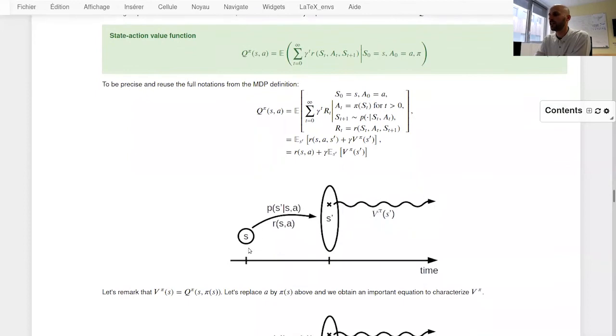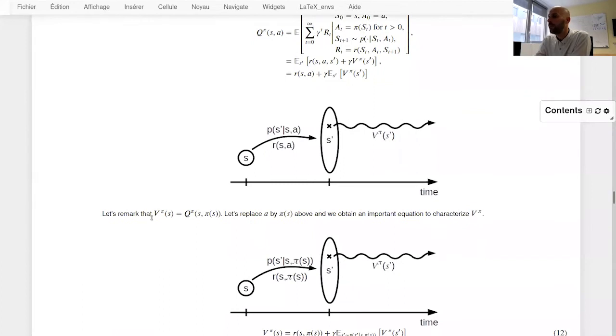So in a drawing, this is basically what it looks like. You're in a state S, you're going to perform action A, you're going to reach state S prime, which is drawn according to the distribution P of S prime given S, A. And in this state S prime, you know that applying policy pi on the long run will provide you with return V pi of S prime. And so Q of S, A is actually the sum of R of S, A plus the average over all S primes of V pi of S prime. We can remark that V pi of S in the original S is actually Q pi of S, pi of S by definition.